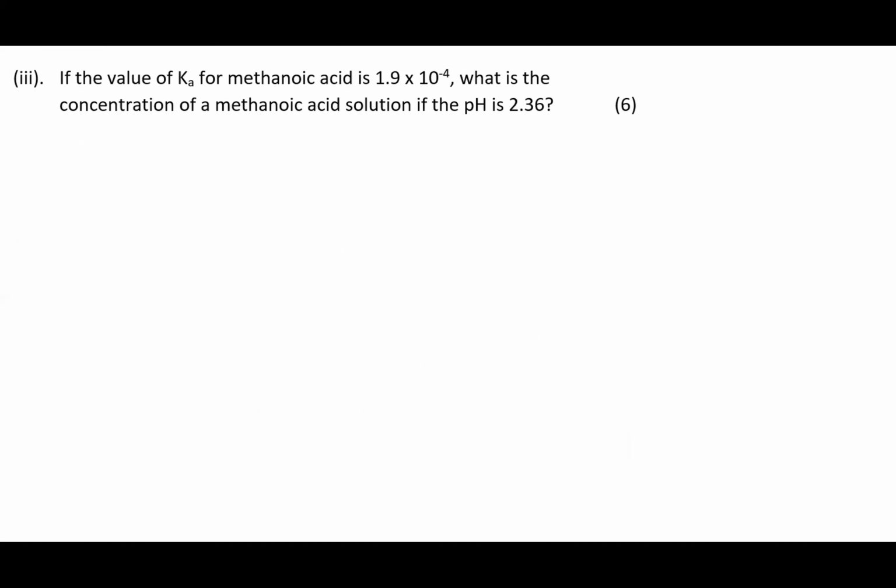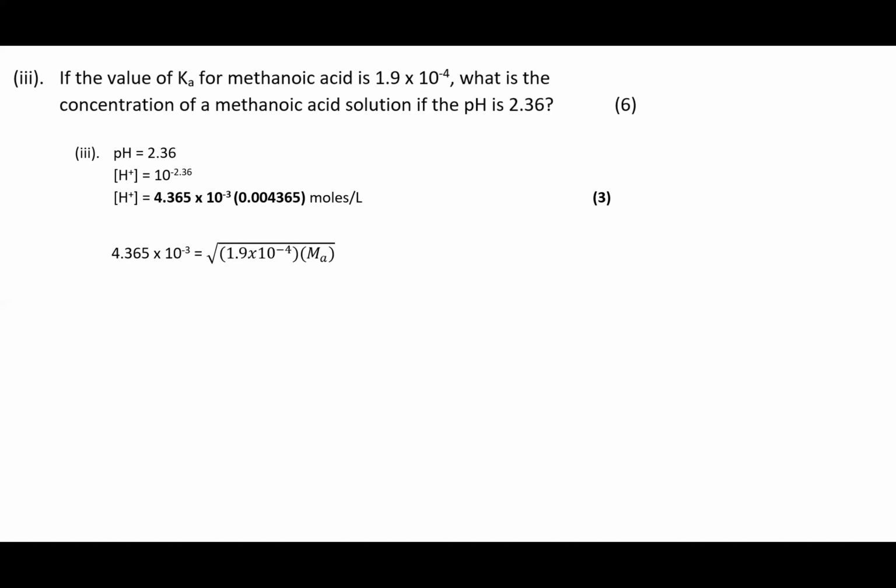If the value of Ka for methanoic acid is 1.9 by 10 to the minus 4, what is the concentration of methanoic acid if the pH is 2.36? So pH is 2.36, and you need to be able to convert pH into H plus ion concentration. So H plus ion concentration is 10 to the power of minus the pH, and our pH in this case is 2.36. So that turns out to be 4.365 by 10 to the minus 3, or 0.004365, and 3 marks for getting that far.